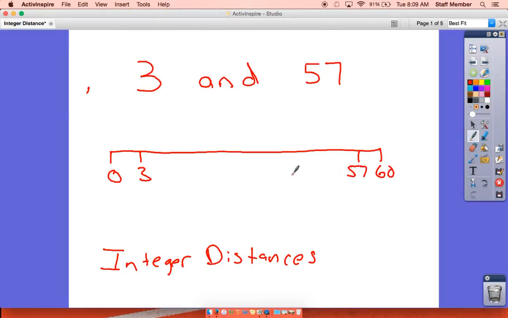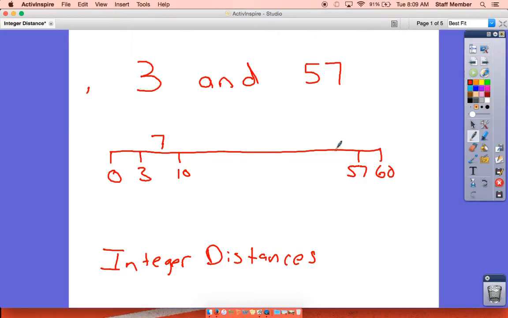Okay, it's not spread out quite equally, but that's fine. So here's what I'm going to do. I'm going to work my way from 3 to 57 and see how far apart that is. So I'm going to go with numbers that are easy to work with. So I'm going to put 10 here. Okay, I'm just picking 10. You can pick what you want to. But I know from 3 to 10 is 7 apart.